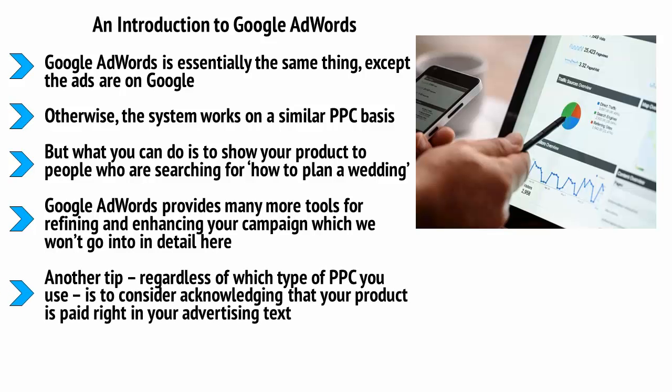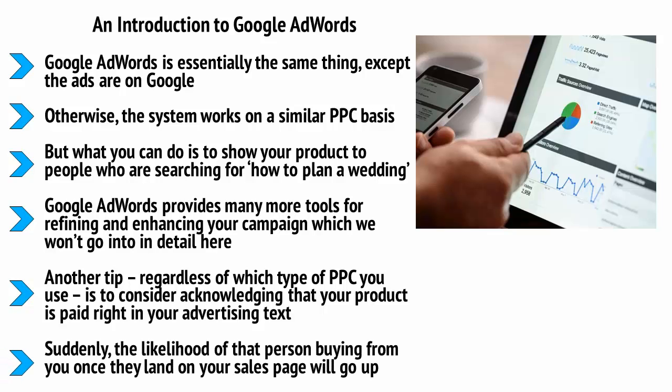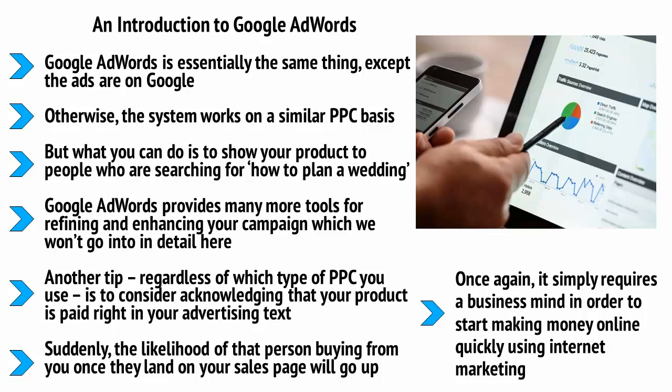Another tip, regardless of which type of PPC you use, is to consider acknowledging that your product is paid right in your advertising text. You can even include the price by saying $30 ebook on wedding planning. You will prevent people from clicking the ad unless they're willing, at least in theory, to pay that much for an ebook. Suddenly, the likelihood of that person buying from you once they land on your sales page will go up. The percentage of people who click the ads and then buy from you should have gone up significantly, and as such, you should be earning a lot more. Once again, it simply requires a business mind in order to start making money online quickly using internet marketing.